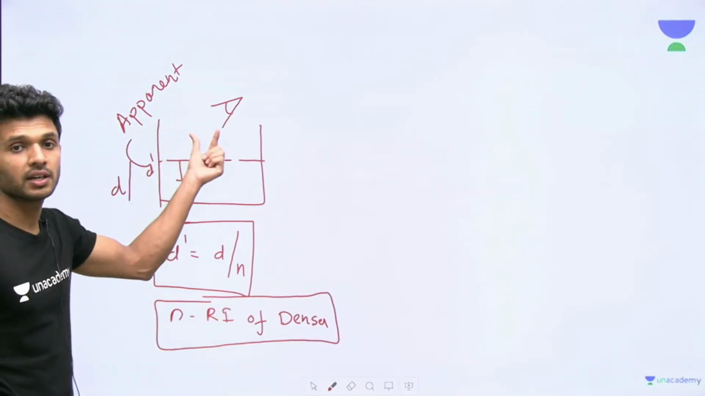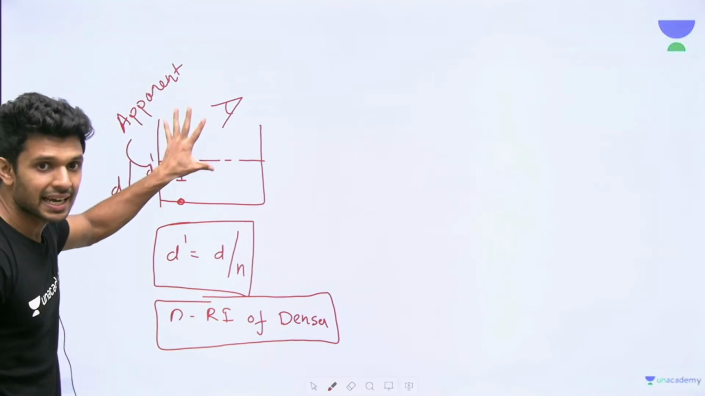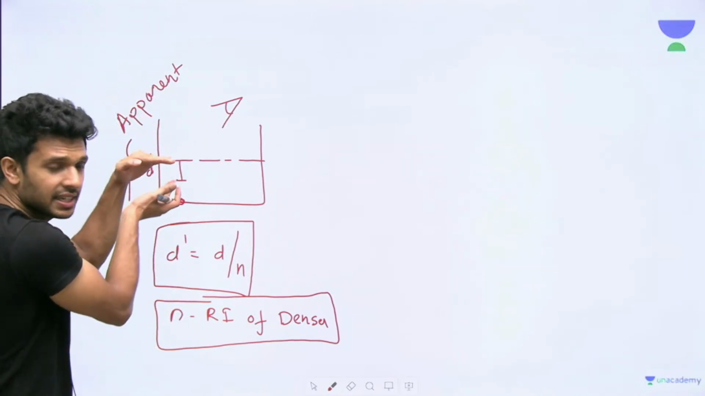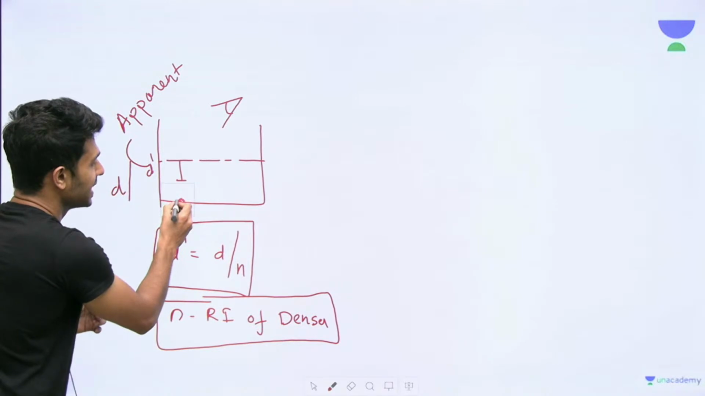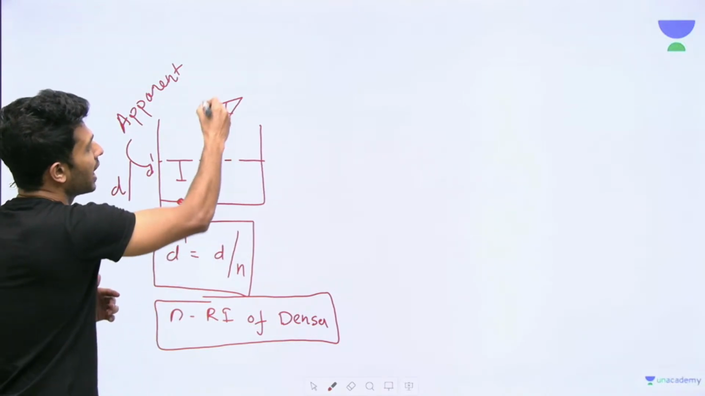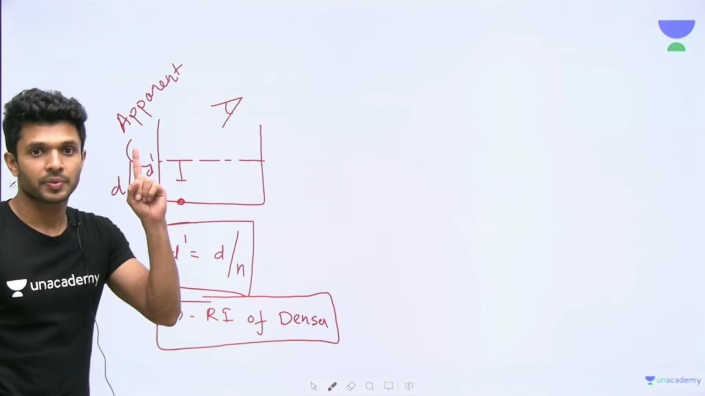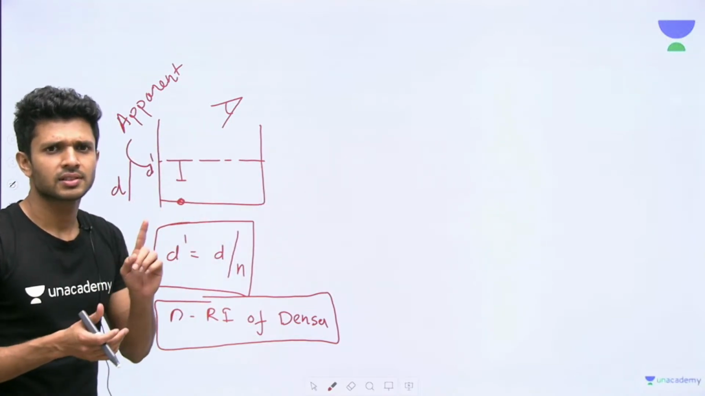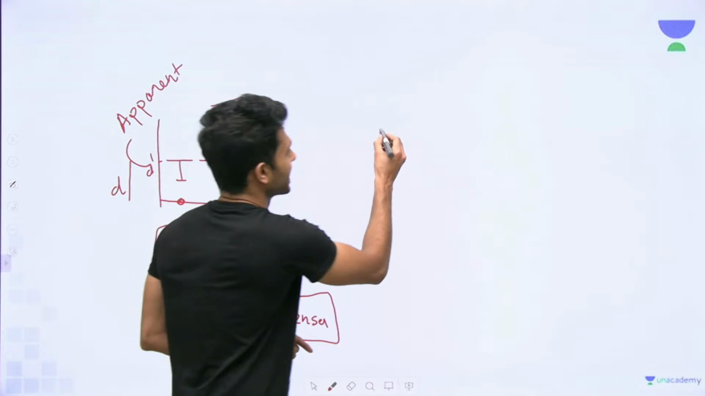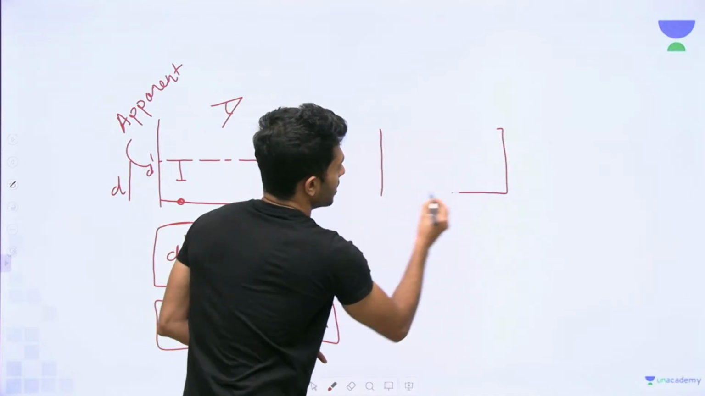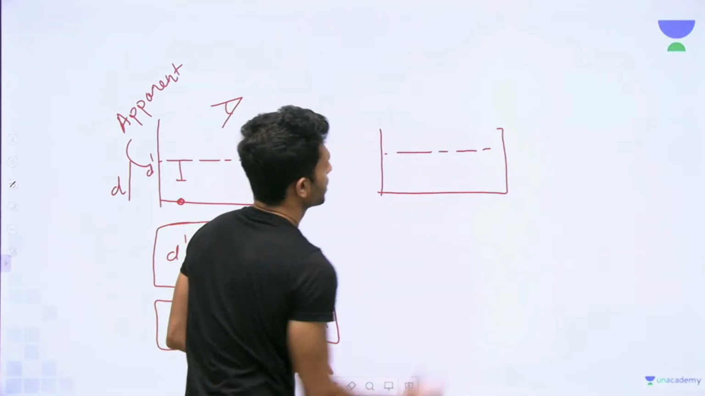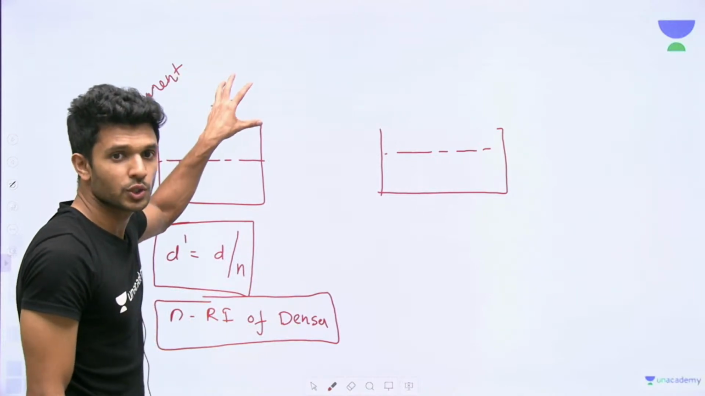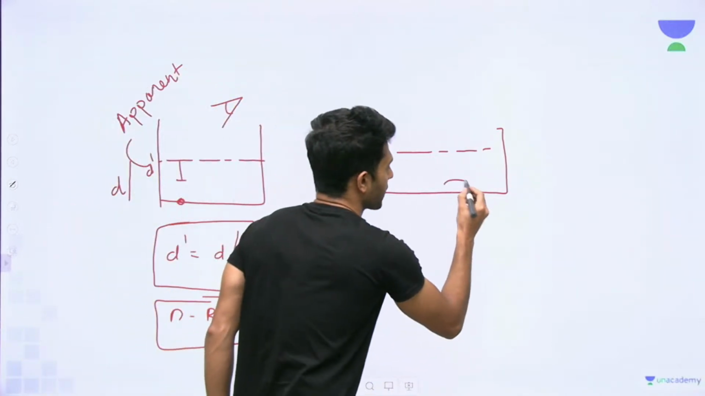Note this particular thing. The depth will decrease when the object is in a denser medium and you are looking from a rarer medium. Okay, vice versa we have also discussed. What was vice versa? Yes, you remember. Our water. Okay, now it is not us who is looking, it is our fish.